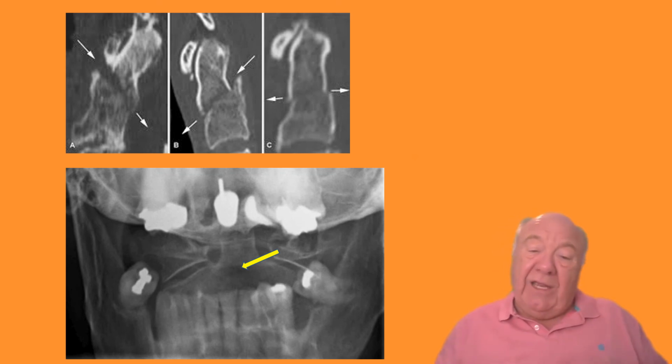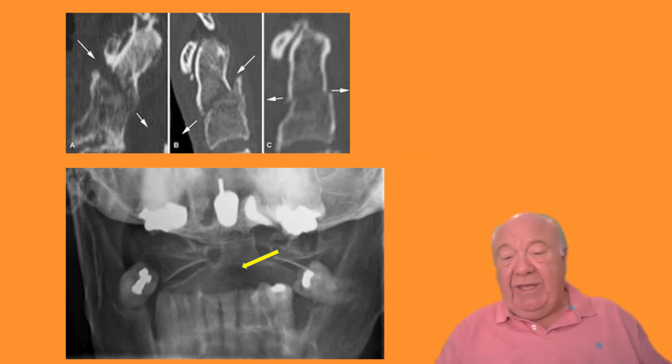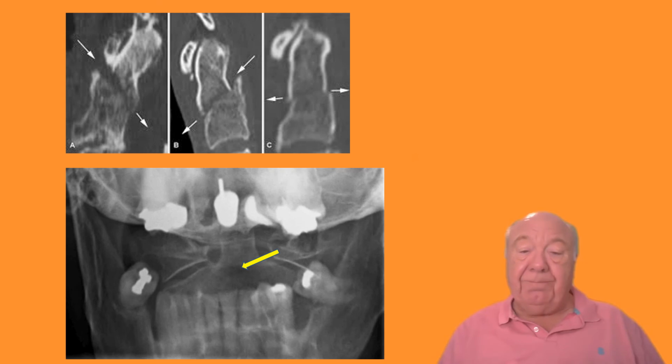So if this is negative, what should be done is, if the history is such that a fracture is possible, not even likely, but possible, they should have a CT scan to make sure. But they're not the easiest thing to spot sometimes. So there's your fracture.